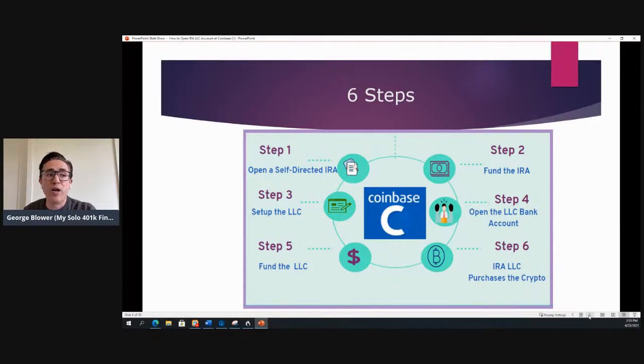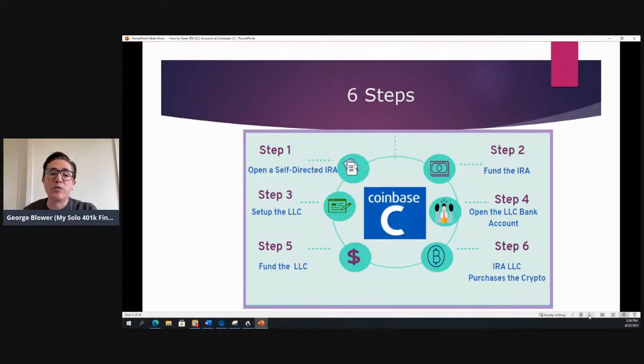So once you've funded that IRA, you would then set up the LLC. And we handle that as part of our services for our IRA LLC clients, of course. So you would open up a bank account for the LLC under an EIN for that LLC. You can open up that bank account at a bank of your choice. You then fund the LLC by transferring the money from the IRA account to the LLC bank account.